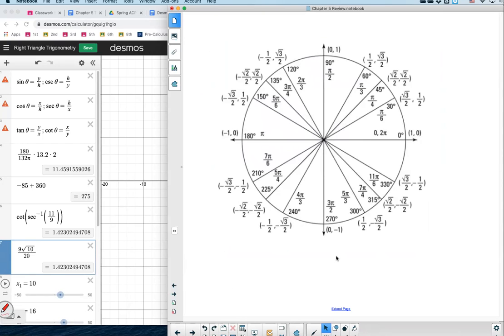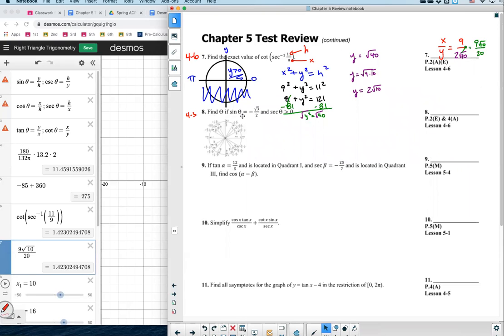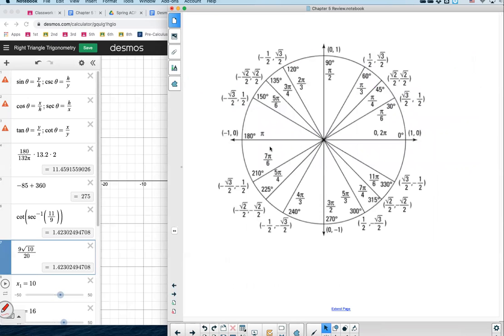It says sine theta equals negative square root of 3 over 2, which implies that sine inverse of negative square root of 3 over 2 would equal your theta. Because remember, with the inverse, you exchange or substitute your domain and range. And so what I'm looking for is a negative square root of 3 over 2.